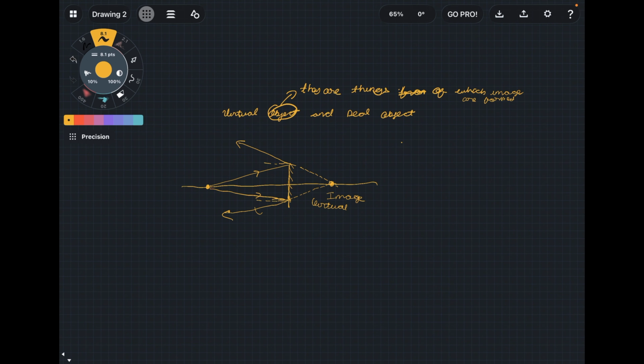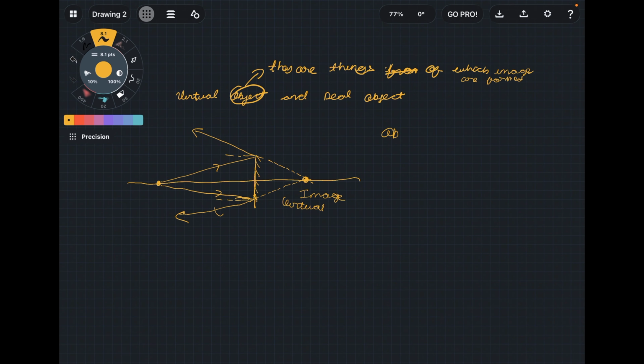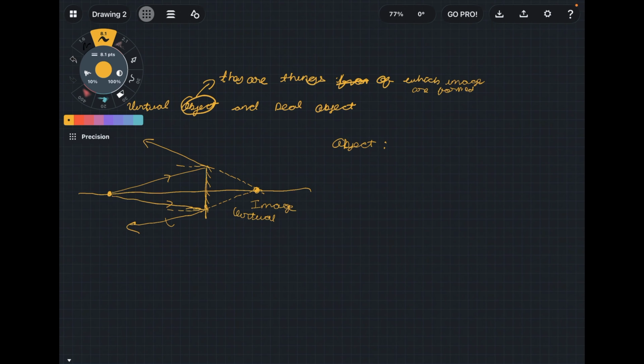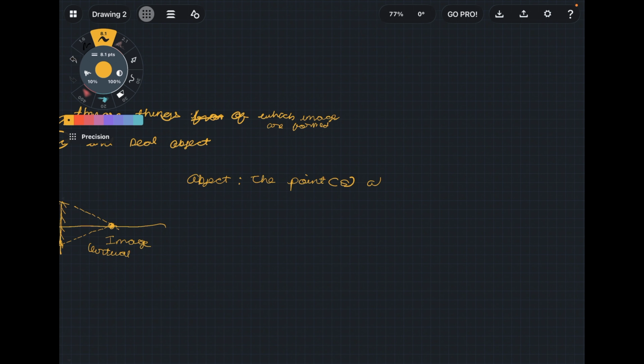The most fundamental definition of an object in optics is the point or points at which incident rays from a light source intersect or appear to intersect.